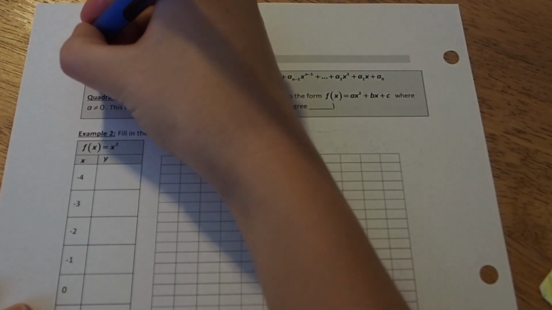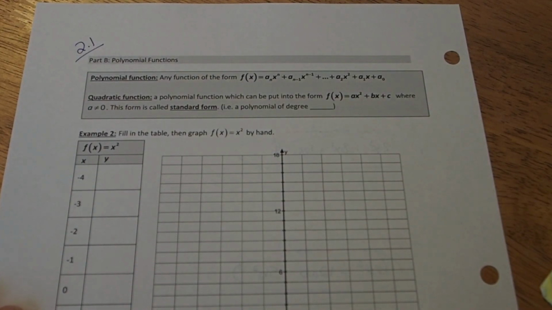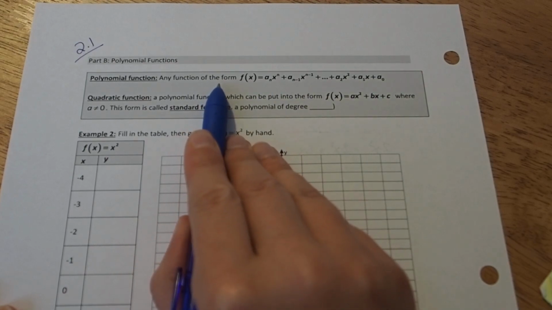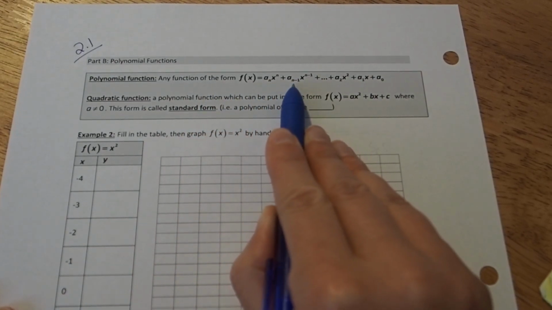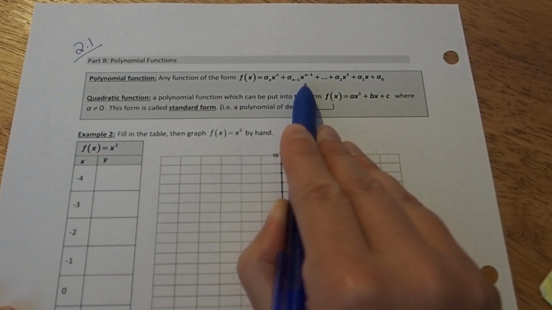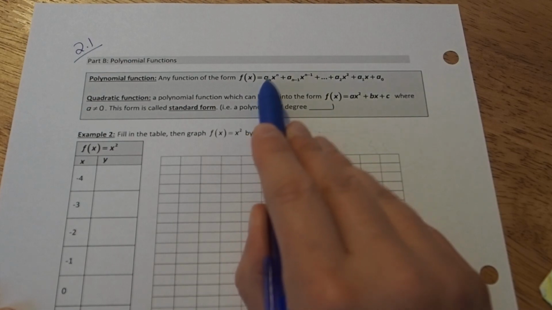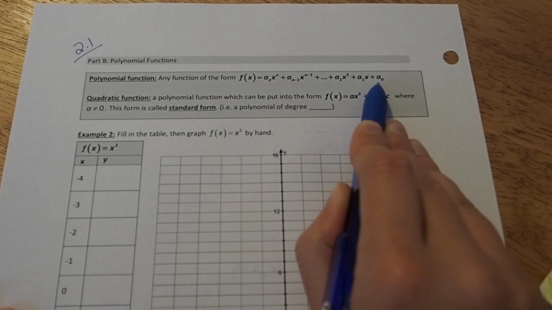This is section 2.1, part B on polynomial functions. Definition here: a polynomial function is any function of the form constant times x to the nth power plus constant times x to the one smaller power, all the way down until you get to just a constant. What this format is saying is that you're going to write the highest power first, then the next highest power, and so on until you reach your final constant.